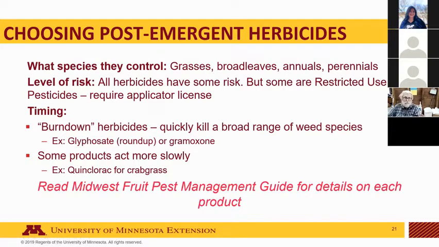The next thing to think about is the timing. Some of these herbicides are called burn down herbicides, which means they quickly kill a broad range of weed species. An example of this is glyphosate, in other words, Roundup, or Gramoxone, for instance. And some products act more slowly. An example of this is quinclorac, which we spray for crabgrass in lawns. That one takes up to a couple of weeks to actually look like it's making a difference. So if you read that Midwest Fruit Pest Management Guide, you'll find a lot of details on each post-emergent herbicide that is labeled for vineyards.